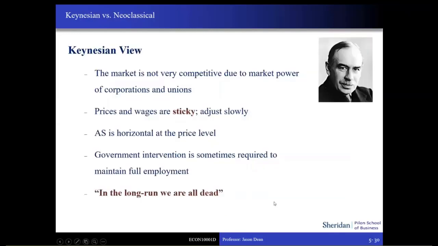But in the Great Depression, John Maynard Keynes, because of what was going on in the Depression, came up with a newer model. And in this model, he came up with the idea of the short-run equilibrium. He claims that markets are not always very competitive. A lot of firms have significant market power. You have corporations in the product market, and then you also have unions in the labor market. And so prices and wages can be sticky, and they can adjust slowly, especially wages in the downward direction.